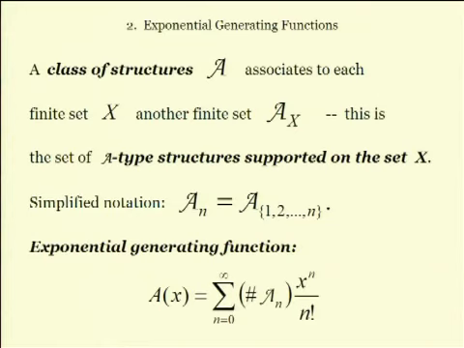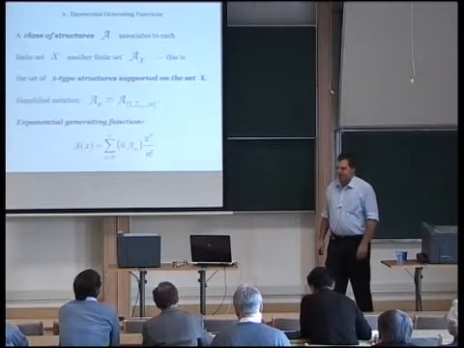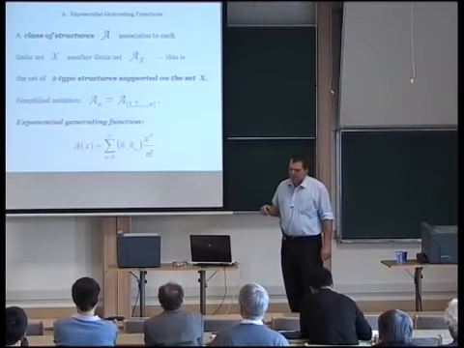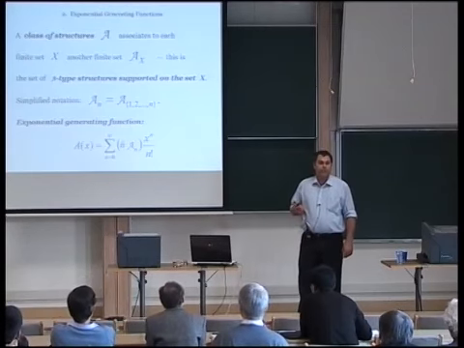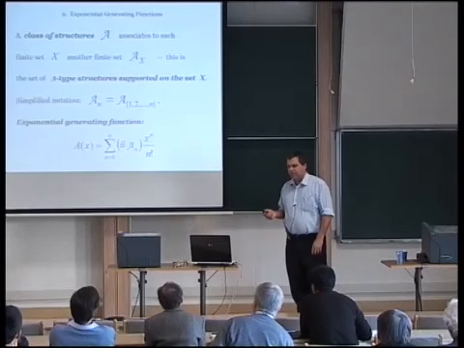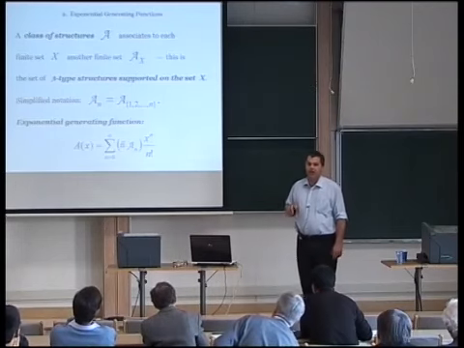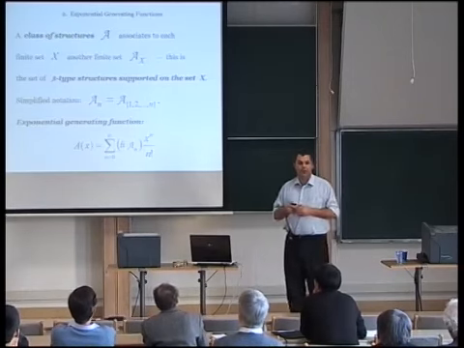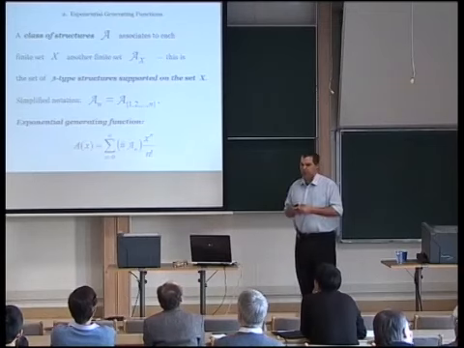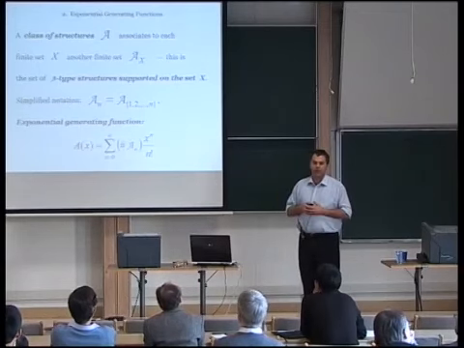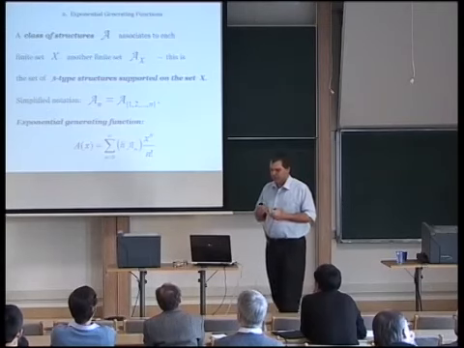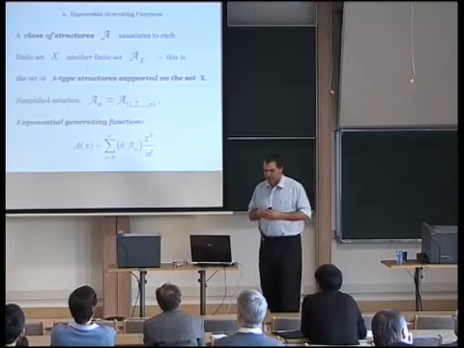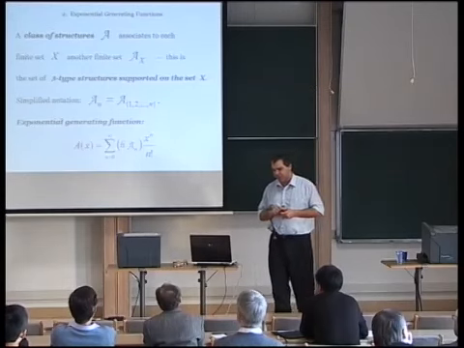And this is the funny part of this definition. The n factorial in the denominator is there so that the algebraic operations on formal power series translate into combinatorial operations on classes of structures in a particular way, so that the algebra of formal power series reflects combinatorial properties, combinatorial relationships among these structures. And I'll give you some examples of that very, very shortly.